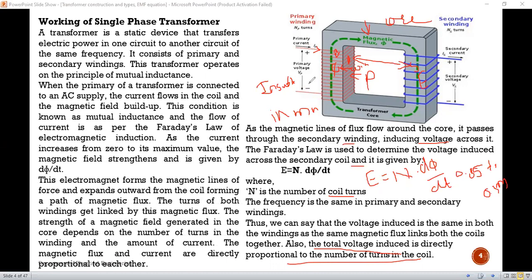Constructionally there are two main types of transformer. We will discuss these types in the next lecture, the types of single phase transformer. Depending upon construction there are two types of transformer, and we will discuss these two types in detail in the next lecture.